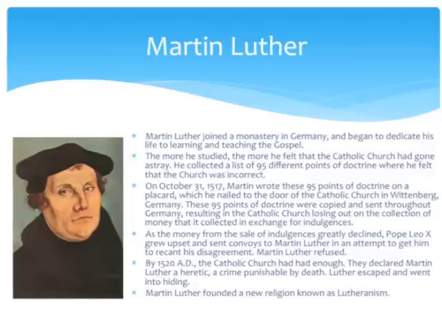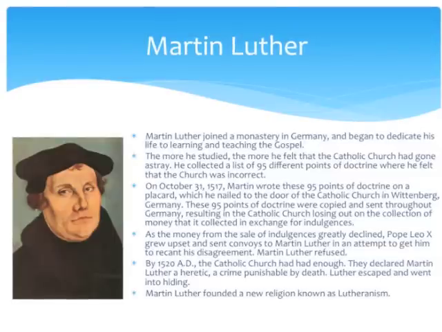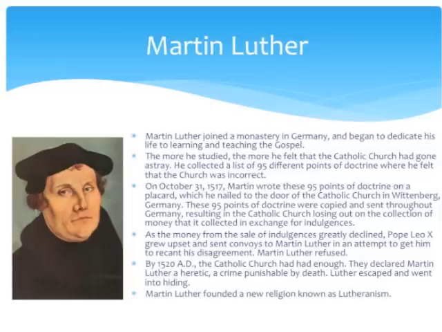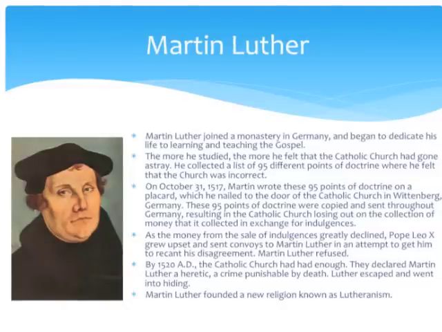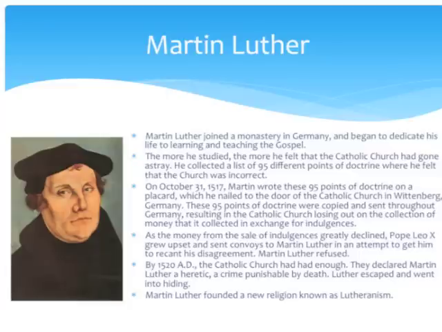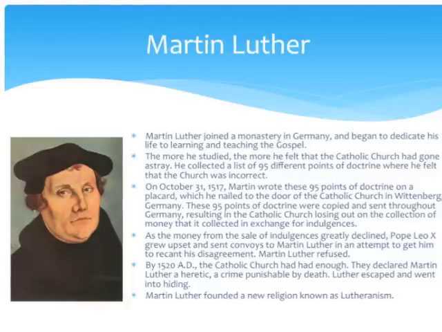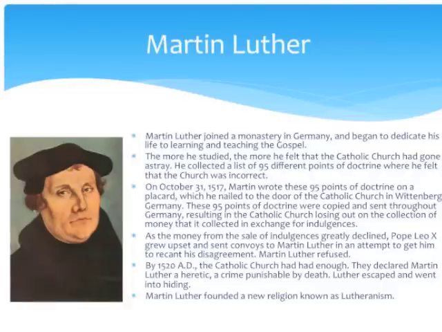The sale of indulgences, which I mentioned a minute ago, was one of the 95 practices that he disagreed with. And as the money from the sale of indulgences began to greatly decline, Pope Leo X was very upset, and he sent people to Martin and attempted to get him to take back his disagreement, but he refused, stating that he had an obligation to God to do what he felt was right. In 1520, the Catholic Church had had enough, and they declared that Martin was a heretic, which was a crime punishable by death. But Martin managed to escape, and he continued to work on reforming, having the Bible translated into German so more of the people could read it, and ended up founding a religion that we know today as Lutheranism.